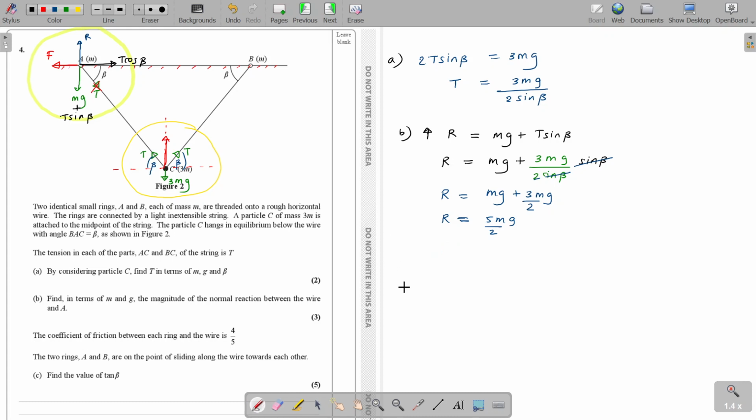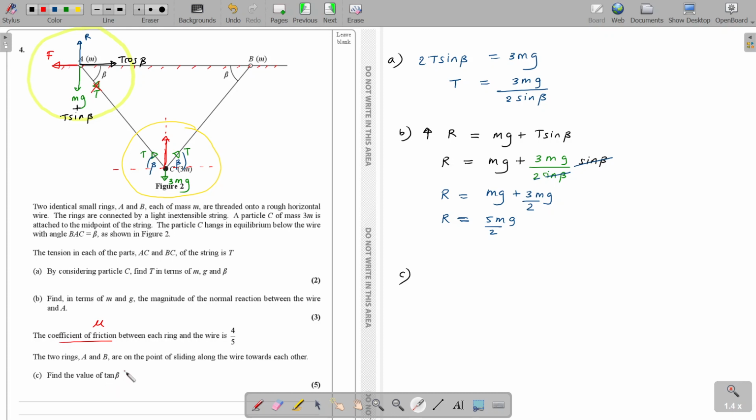Part C. The coefficient of friction between each ring and the wire is 4 over 5. Coefficient of friction means they are giving you what value? The mu value. They say the two rings A and B are on the point of sliding along the wire towards each other. I think we figured this out anyway, right? In the earlier part, I told you that if this weight is pulling down, the rings are going to move towards each other, which means the friction will oppose, isn't it? Find the value of tan beta.